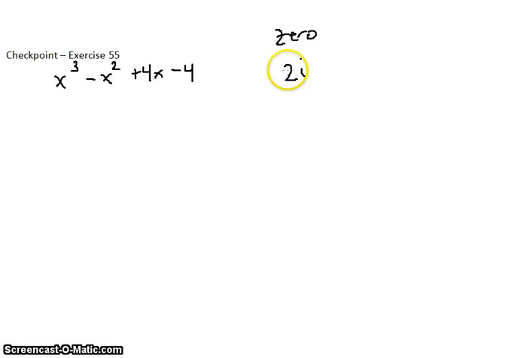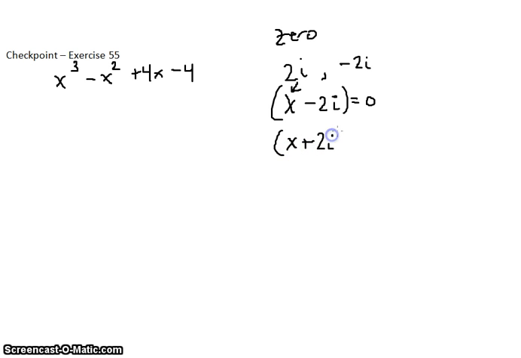Well, if we know that this is a 0, that means that this is true. Okay? This has to be true because if we plug 2i in, we have to get 0. If 2i is a 0, then -2i is a 0. So therefore, x plus 2i has to also equal 0.